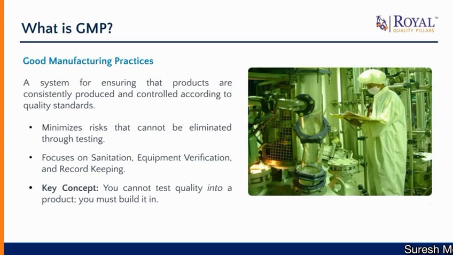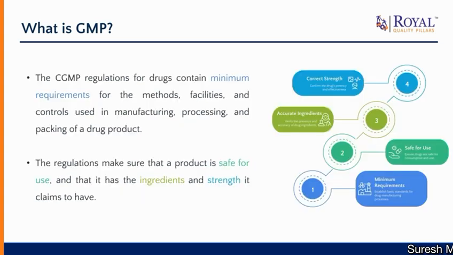There is a key concept you must memorize. You cannot test quality into a product, you must build it in. We cannot possibly test every single tablet in a batch, or we would have nothing left to sell. Therefore, GMP focuses on minimizing risks that testing cannot detect, such as cross-contamination or mix-ups. GMP also focuses on sanitation, equipment verification, and record-keeping.